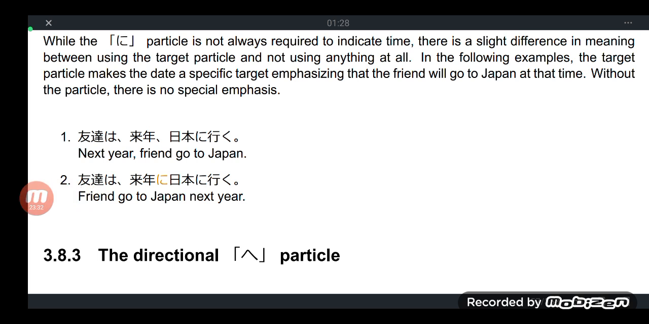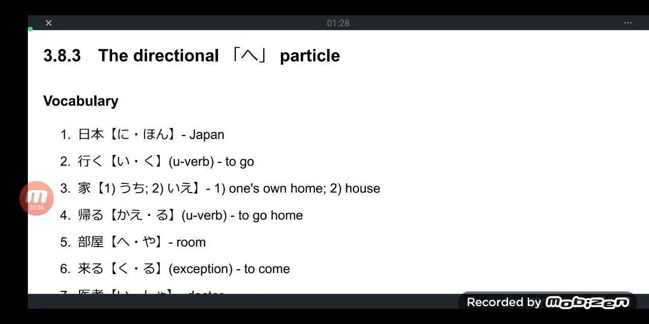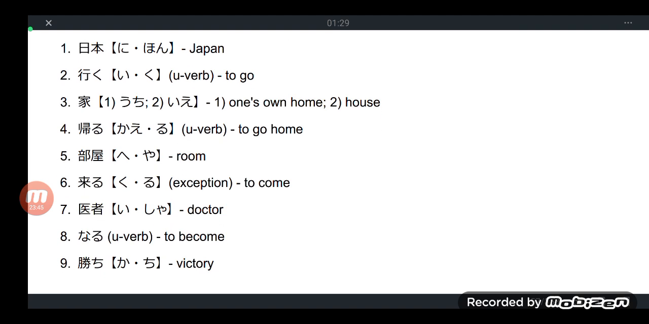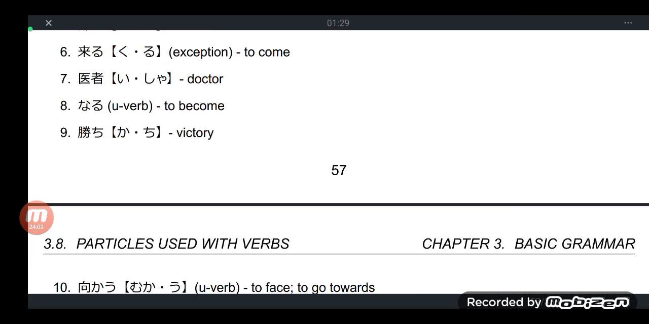Next year is rainen. So now the directional particle he. He in spelling, but you pronounce it as e, just like a vowel. So please screenshot these vocabularies, minasan. And may I remind that the ones enclosed in brackets are the kana readings or sounds for those kanji. And at the rightmost part are the English meanings. Okay, so just screenshot those.